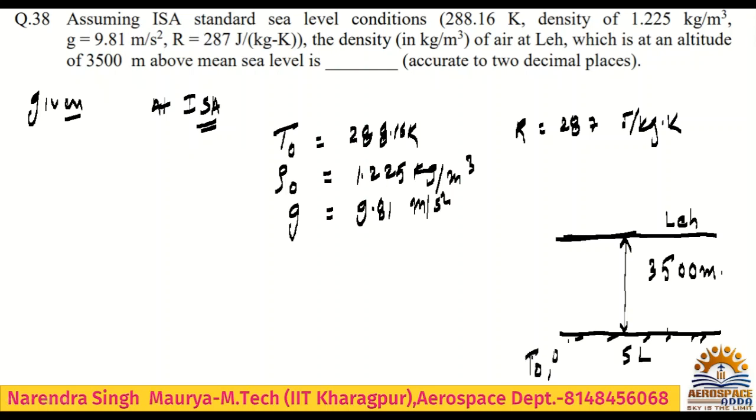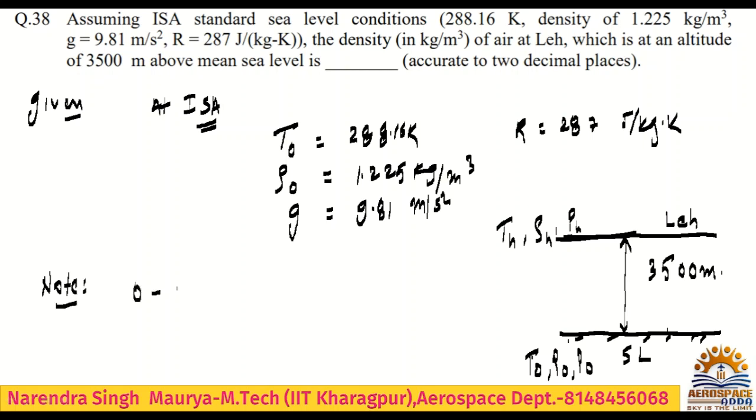density will be rho naught, pressure will be P naught if it is required. Okay, if it is not required, it's okay. And at 3500 meter altitude, temperature will be TH, density will be rho H, and pressure will be pH. Okay, guys, make a note of it.